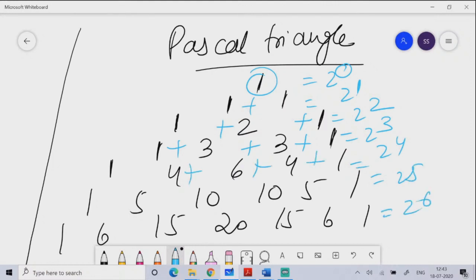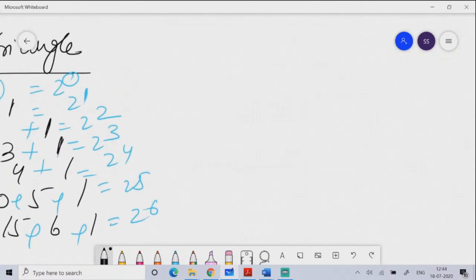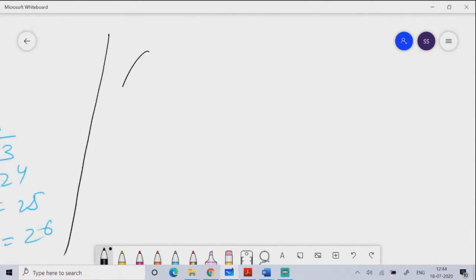If you do the sum, they are the coefficients of binomial theorem. The Pascal triangle laid the foundation of binomial theorem. You know the expansion of binomial theorem.